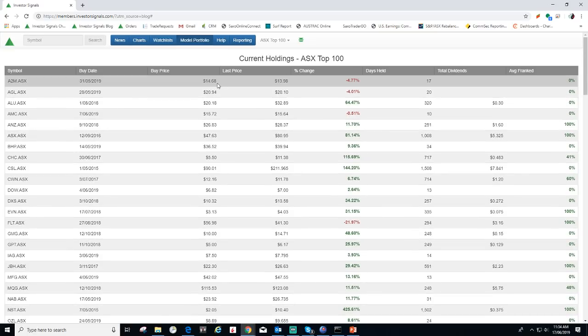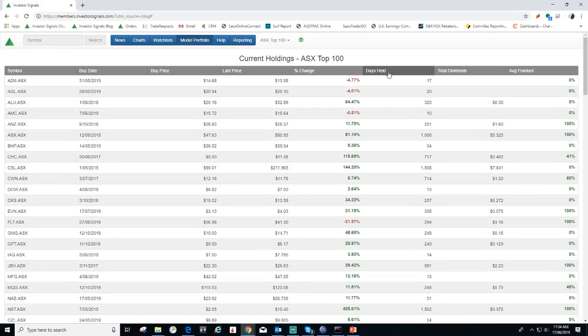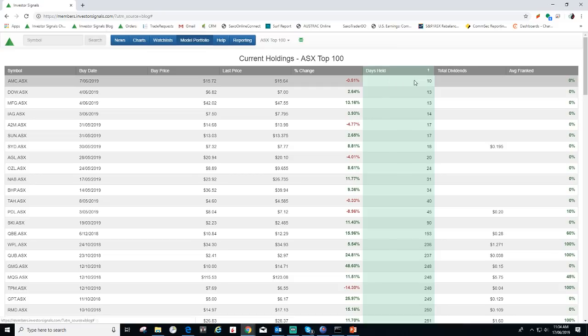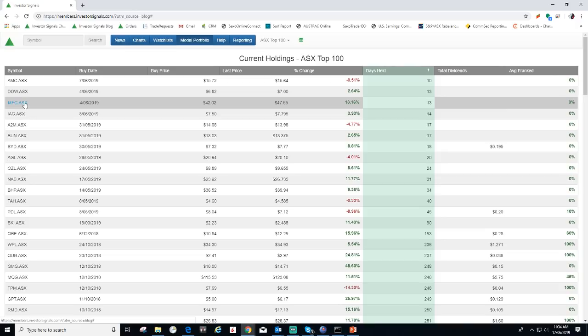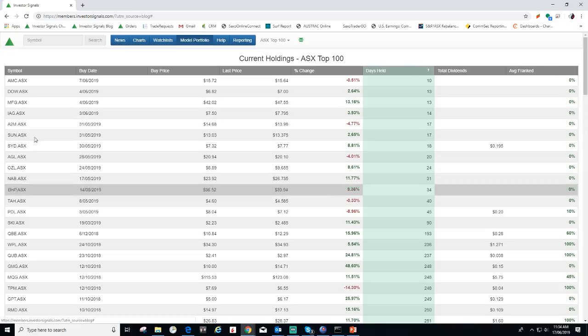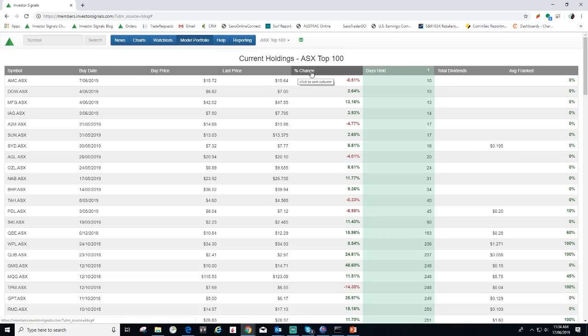There's a number of ways that we can then interact with this table. My preference often is to look at it in order of stocks that have most recently been added. So we can click on the days held column, get the least number of days to the top, and we can see there that moving down the list, Amcor was added 10 days ago, Downer EDI 13 days ago, Magellan Group, etc. You could also organize it alphabetically or by percentage gain. But for today, we're going to move through the list of stocks in the 100 model in the order that they were added.